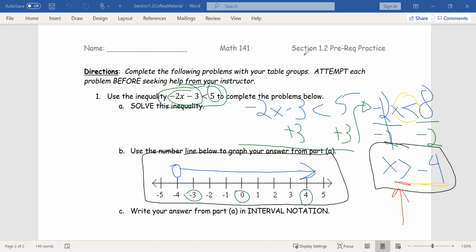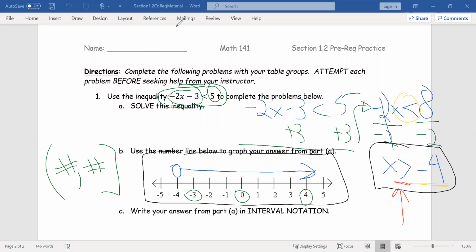All right, the last part then is to write our answer in interval notation. And interval notation, the way it works is you generally have, you're going from one number to another. So you have something written as number, comma, number. And then on the outside of those numbers, there's either parentheses or brackets. Sometimes it might look like that. Sometimes it might look like this.